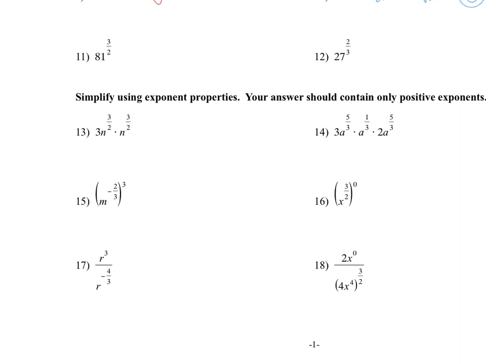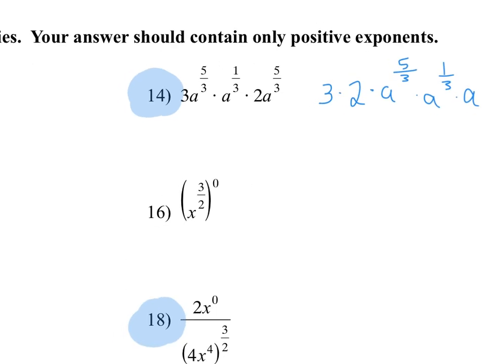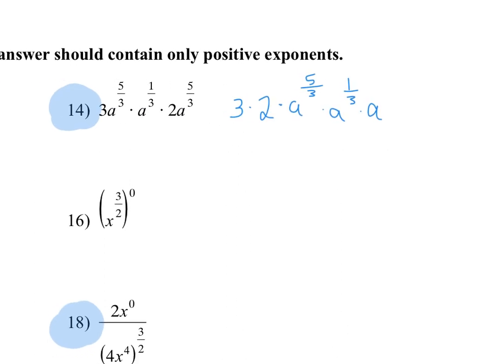I'm going to pick a few from the remaining problems here that are particularly interesting. Let's start with number 14. So I know that I'm multiplying a few numbers together here, and maybe this will make a little bit more sense from an organization standpoint if I reorder things. If I had 3 times 2 times a to the 5/3 times a to the 1/3 times a to the 5/3.